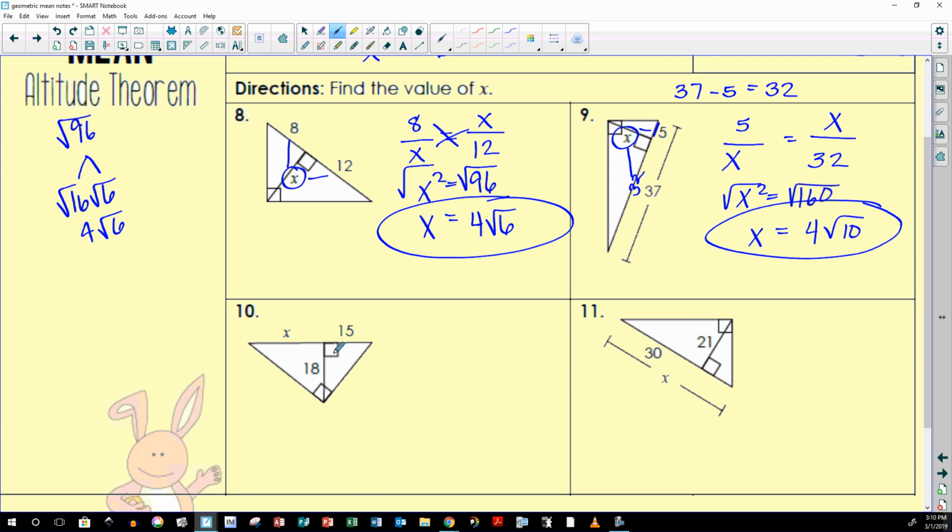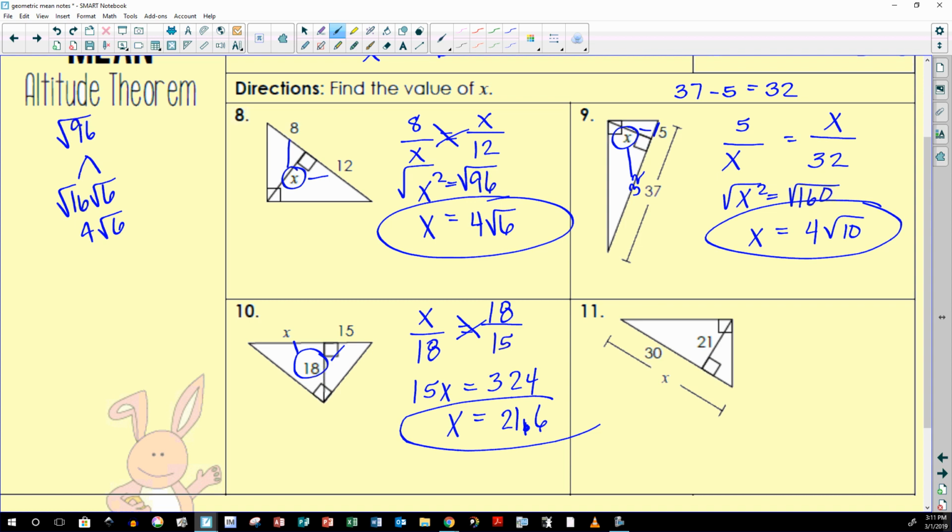Number 10 looks a little bit different because this time the geometric mean is not X. 18 is our geometric mean. It still pairs with the two pieces. It doesn't matter if they give you the geometric mean or if they ask you to find the geometric mean. The altitude is the geometric mean. So when you set up your proportion, 18 is what goes twice this time. And then X and 15 are the two pieces that it pairs with. So when I cross multiply, I get 15x equals 324. Divide by 15. X is 21.6.